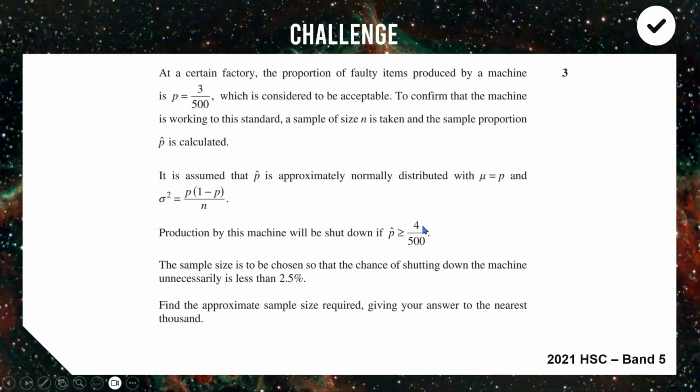The production in this machine will shut down if the sample proportion is greater than 4 out of 500. The sample size is to be chosen so the chance of shutting the machine down is less than 2.5%. We've seen 2.5% already today. Well done if you recognize it. Find the approximate sample size required, giving your answer to the nearest 1,000.